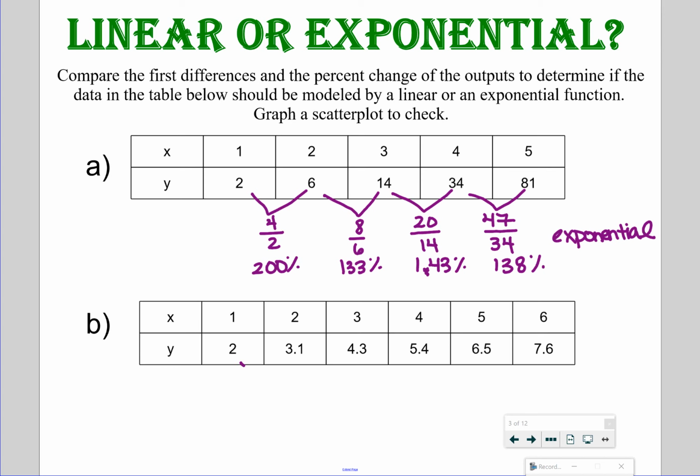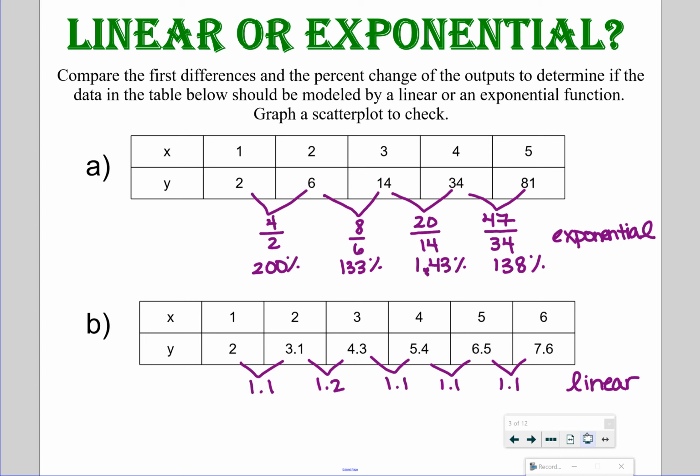Let's look at those first differences. 1.1, if I subtract these, I get 1.2, 1.1, 1.1, 1.1. So you can see our first differences here are almost constant, almost exactly the same every time. So we can confidently say that a linear model would be more appropriate here.